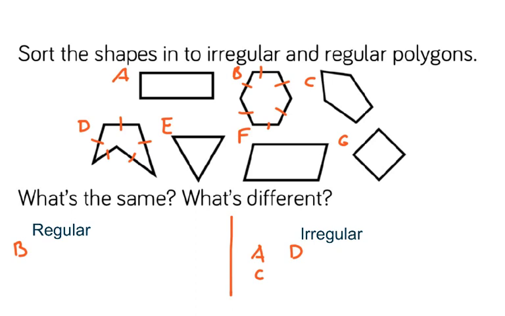Shape E, that's an equilateral triangle, okay? All the sides are the same length, and all of the interior angles are equal as well. So that's a regular shape.